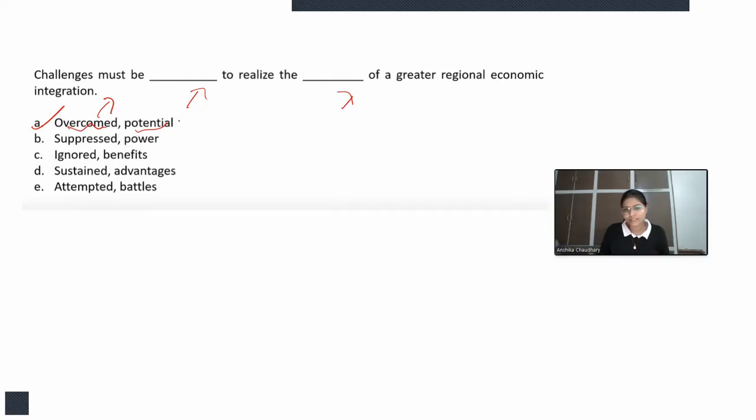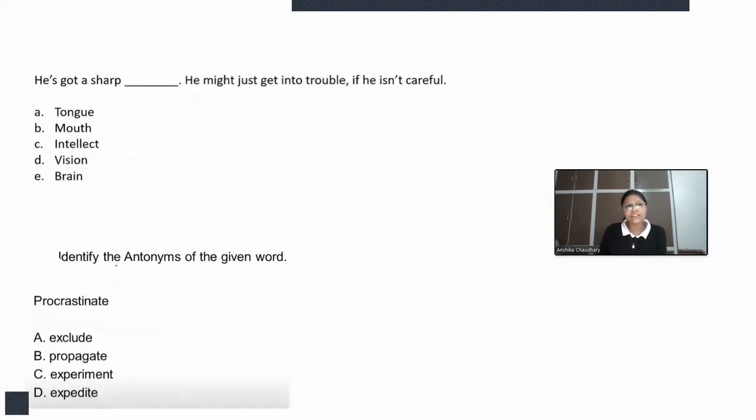That's why this will be the answer, right? Let's move on to the next question. The next question is: he has got a sharp, then Philip, he might just get into trouble if he is not careful.